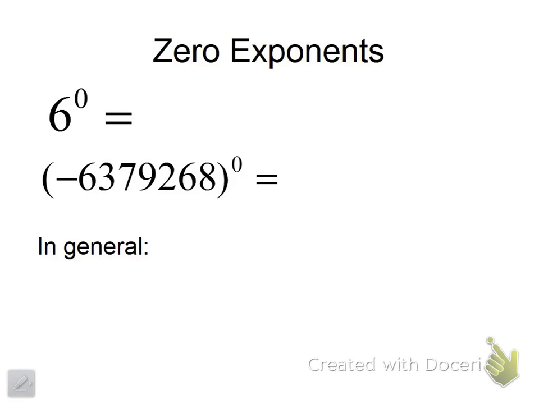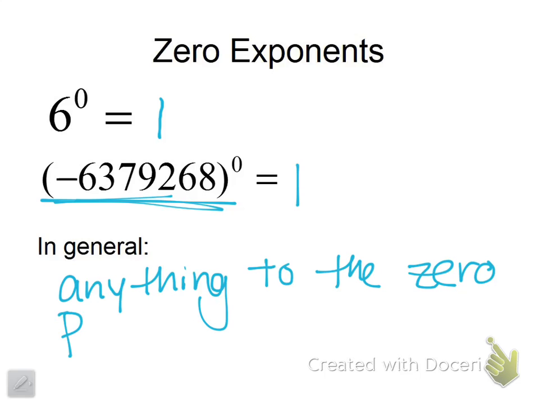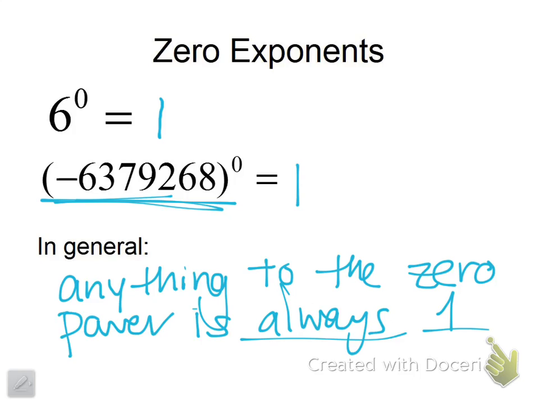Whenever we're taking something to the 0, this is one of those little weird ones where it's going to equal 1. Anything to the 0 power is going to be 1. Even if we have a bajillion, it's still going to be 1. So anything to the 0 power is always 1.